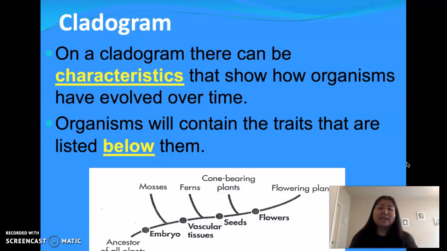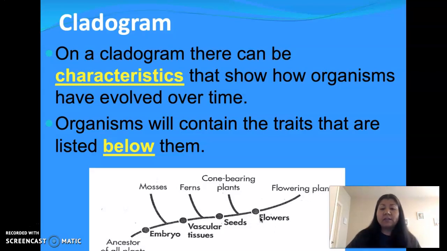All right, so if we're looking at a cladogram, there can also be characteristics that show how organisms evolved over time. And so organisms contain the traits that are listed below them. So for example, here's my very basic cladogram. I can see I have 4 traits here. I have embryo, vascular tissues, hopefully you remember what those are, those are your xylem and your phloem, seeds, and flowers. So with these traits, it's going to be referring to whatever is after that.